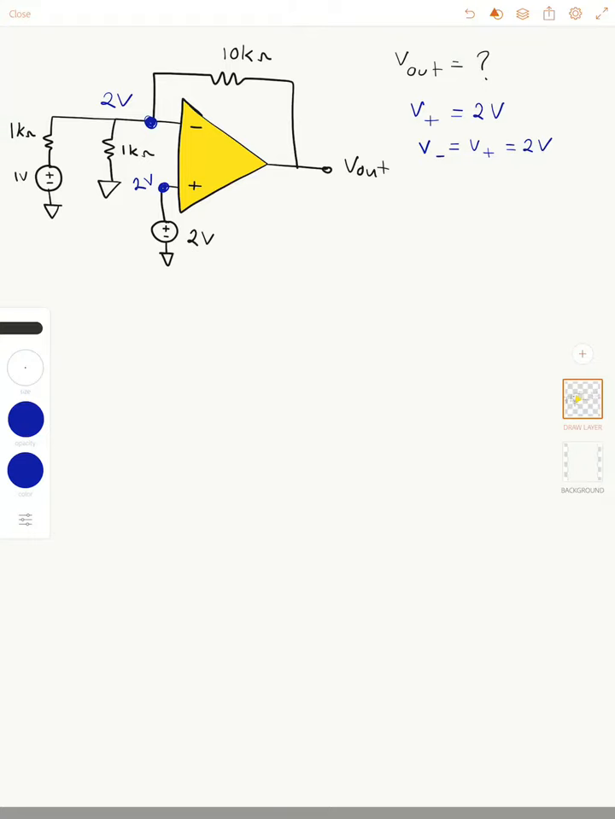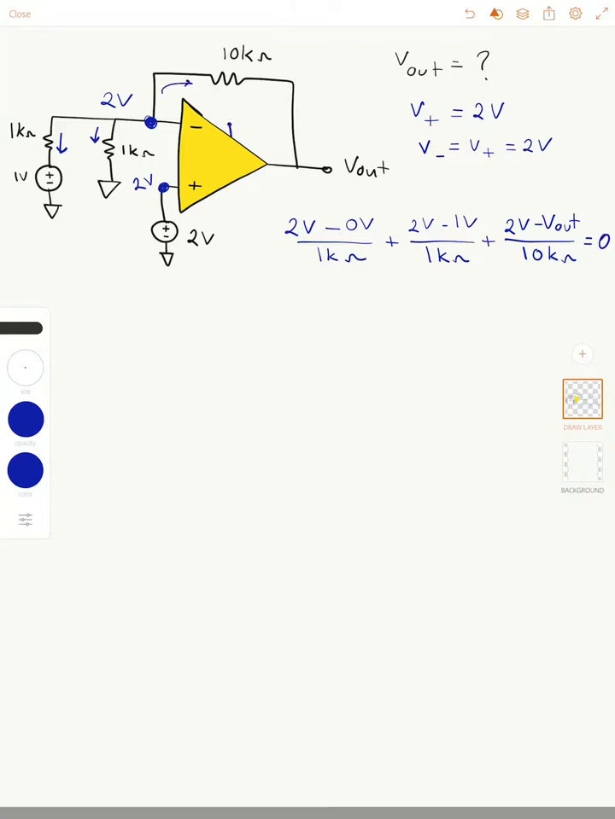Then we write our node voltage equations. In this case, we have only one. So we write 2 volts minus 0 volts divided by 1 kilo ohm. This is the current that is running through this way. Plus 2 volts minus 1 volt divided by 1 kilo ohm. That is the current running this way. Plus we have 2 volts minus V out over 10 kilo ohms is equal to 0. So that's the current going this way.